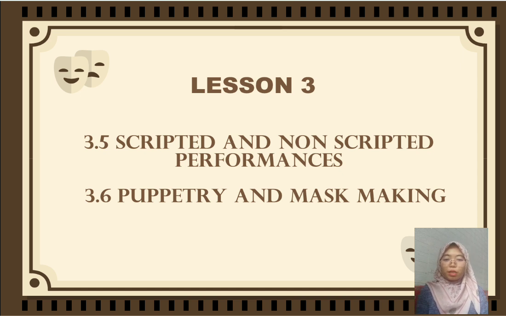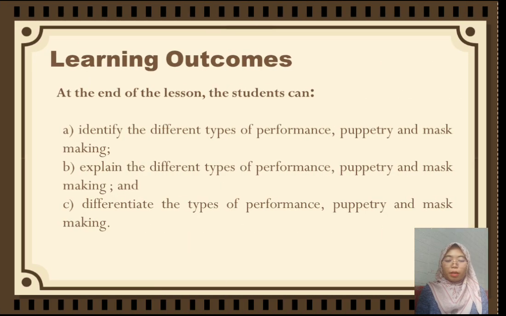But before we proceed to our proper discussion, let us know first our learning objectives. At the end of the lesson, the students can identify the different types of performance, puppetry, and mask making, explain the different types of performance, puppetry, and mask making, and the last one is differentiate the different types of performance, puppetry, and mask making. I hope that at the end of the lesson, we will be able to meet those three objectives.